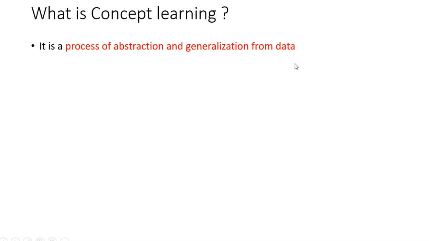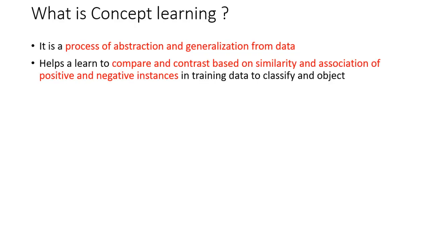You give a lot of data, so you try to categorize the information from the data. Concept learning helps to compare and contrast based upon the similarity and association of positive and negative instances in the training data, thereby helping in classifying the object. So concept learning is a task known as learning from experience. Basically you are training, which is nothing but learning from the experience.